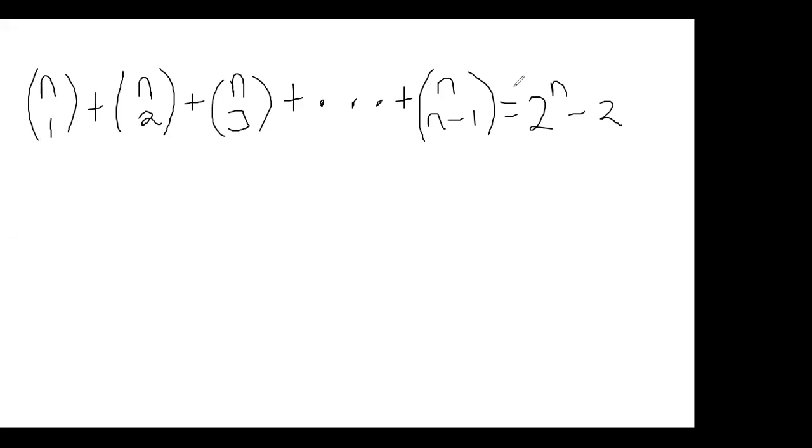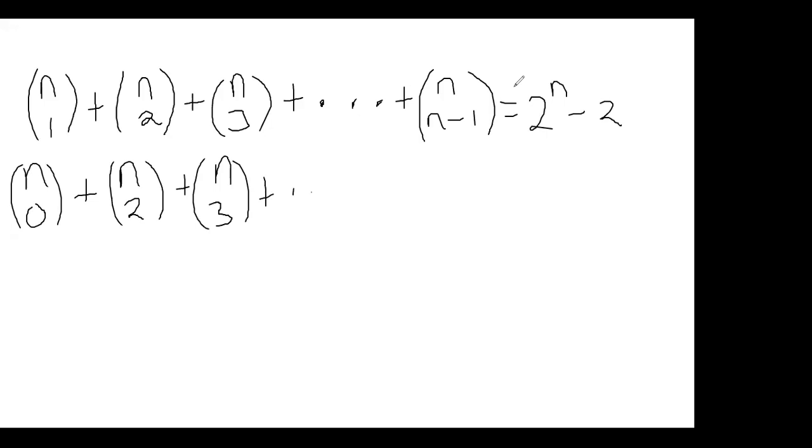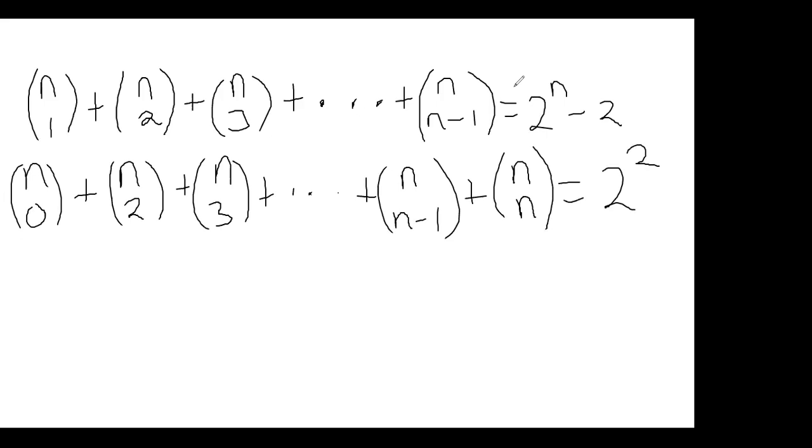So you know, we've already proved that n choose 0 plus n choose 2 plus n choose 3 plus ... plus n choose n minus 1 plus n choose n is equal to 2 to the power n. So you see that they are not the same. Yes, they are not the same. So now, do you know where that negative 2 is coming from? Oh, sorry, this is 2 to the power n.